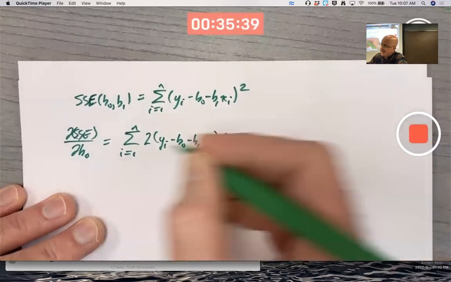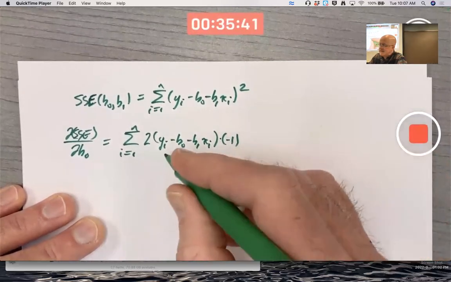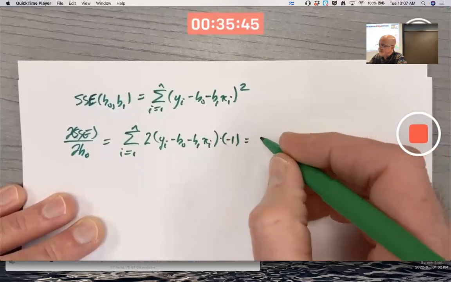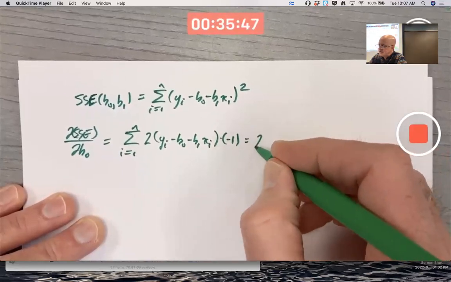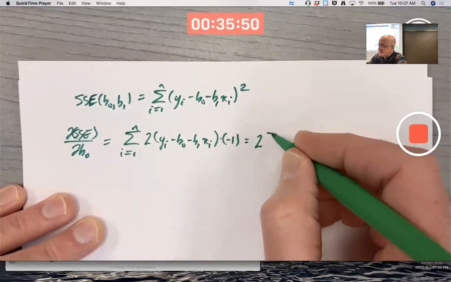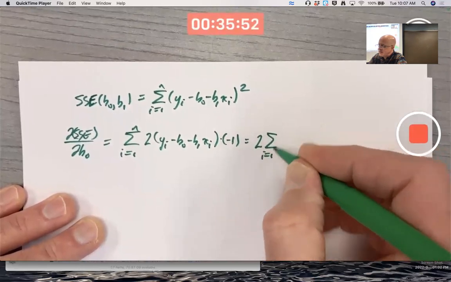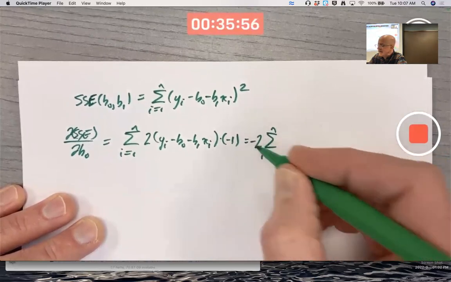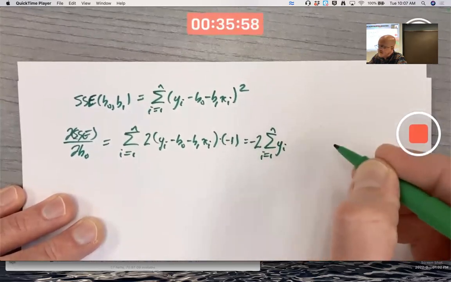And then you can distribute the -1 through. You can also separate the sum of these things into a bunch of separate sums and factor out any constants. So you could factor out the 2. You could get a 2 times the summation i goes from 1 to n of -yi, and I can also bring a negative sign out in front and do that.